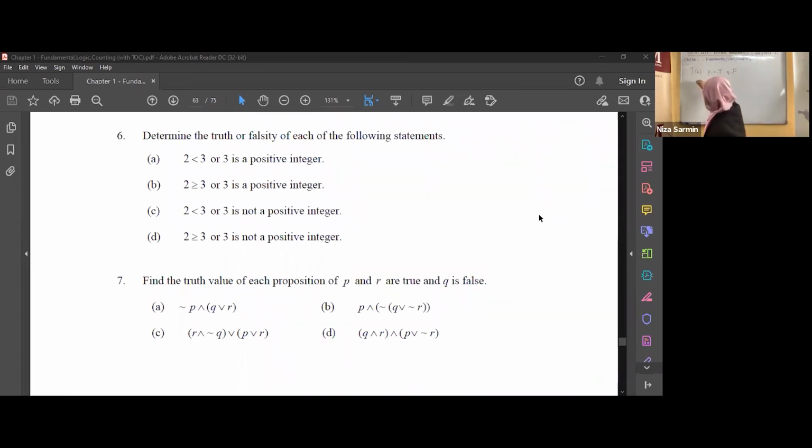Okay, so the first one is not P and Q or R. In this case, you don't have to write the whole truth table of 8 rows. They just want you to do this one case, only one case.